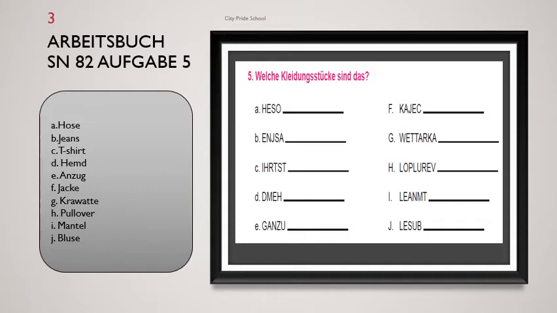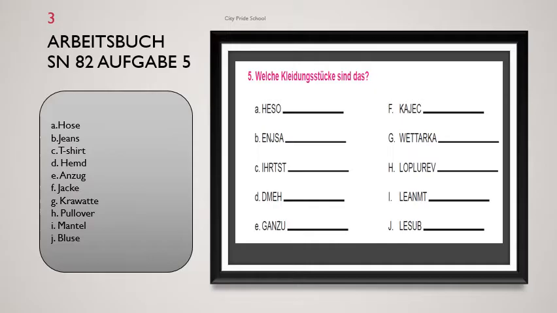A is Hose. Hose is pant. B Jeans. C T-Shirt. D Hemd. Hemd is shirt. E Anzug. Anzug bedeutet suit. F Jacke. Jacke bedeutet jacket. G Krawatte. Krawatte is tie. H Pullover. Pullover is pullover. I Mantel. Mantel is also jacket. And J is Bluse. Bluse is top. So solve this exercise in your workbook also.